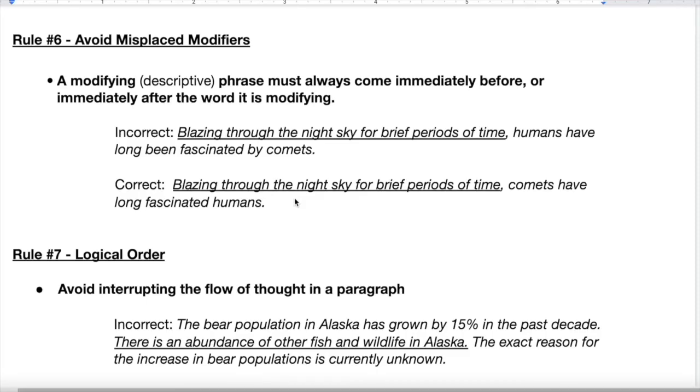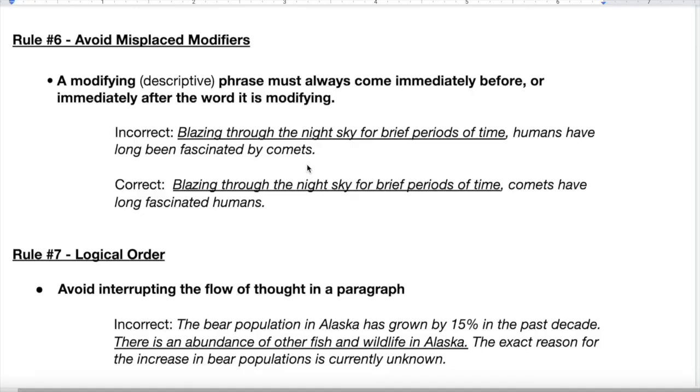Sorry, say that one more time? Yeah, I said for the incorrect example, you could fix that by placing the descriptive phrase after the word comets. Like you could say, humans have long been fascinated by comets, comma, blazing through the night sky for brief periods of time. Oh, okay, I got you. That would work. But again, in that example, you've got the descriptive phrase right next to the word being described, which is the issue. Your descriptive phrase needs to be next to the thing being described. It just has to.